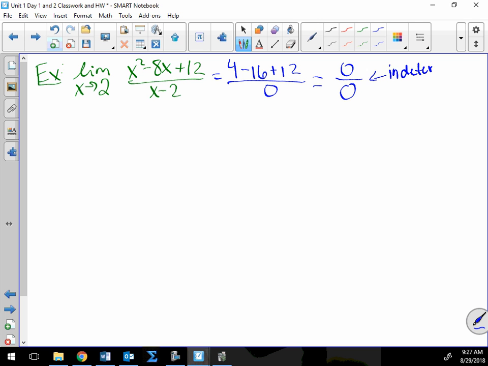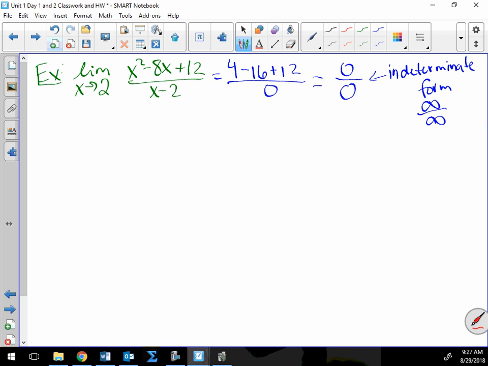Indeterminate form, which means we can't determine what the limit is based upon this information. Another form of indeterminate form would be infinity over infinity. Either way, we're not sure what the exact limit is, so we have to do something further. One of our techniques is to factor. So we look here and ask, can we reduce this down to something we can substitute into? Let's go ahead and factor.